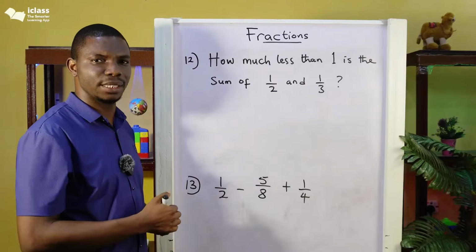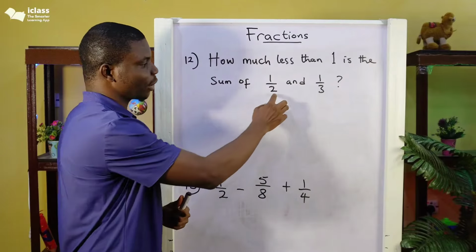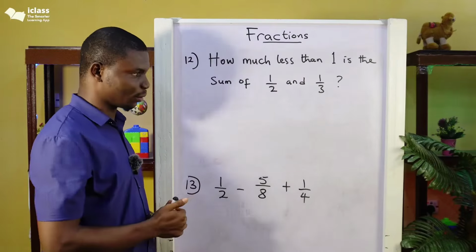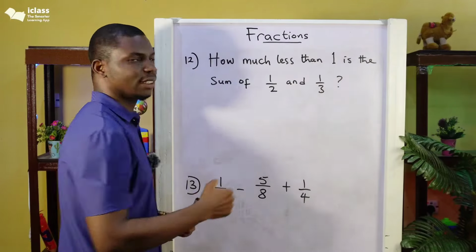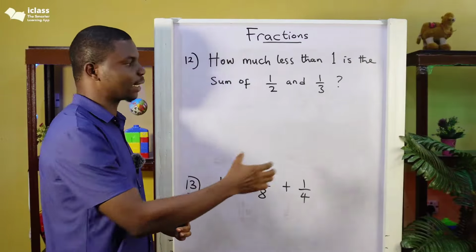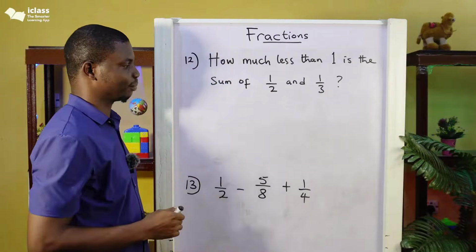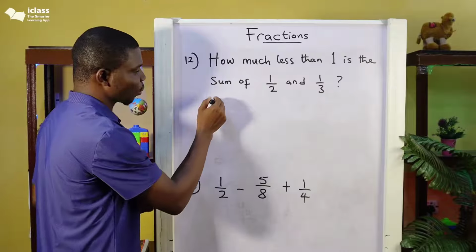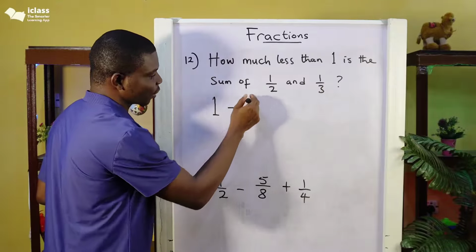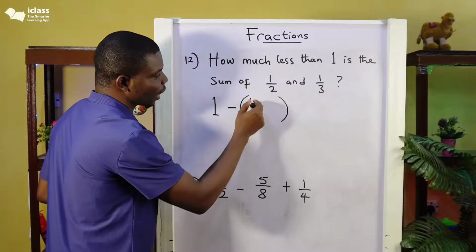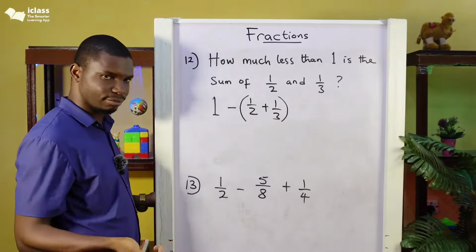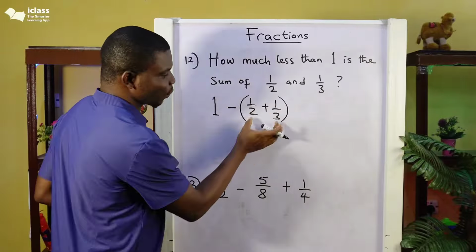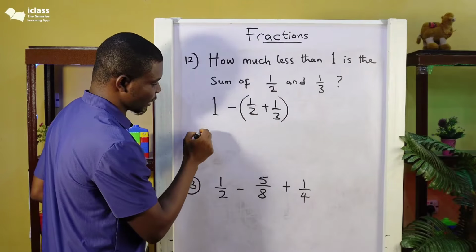What does this question mean? It means you have to get the sum of 1 over 2 and 1 over 3 and then subtract it from 1 to know how much less than 1 is this sum, right? So what we are doing is 1 minus the sum of 1 over 2 and 1 over 3. Easy, right? So first of all, let's do this which is inside the bracket.